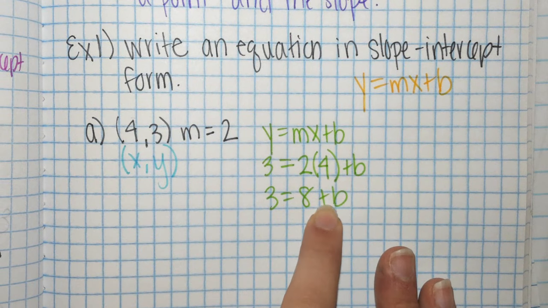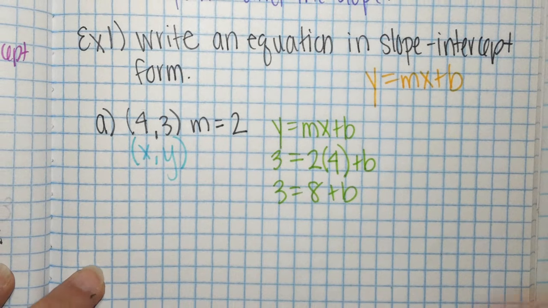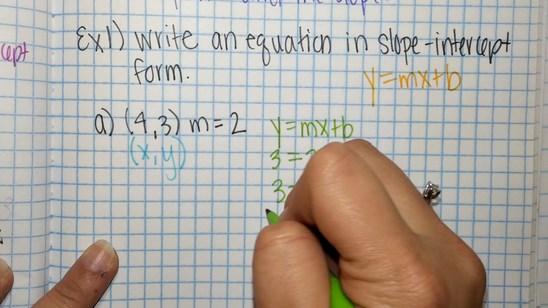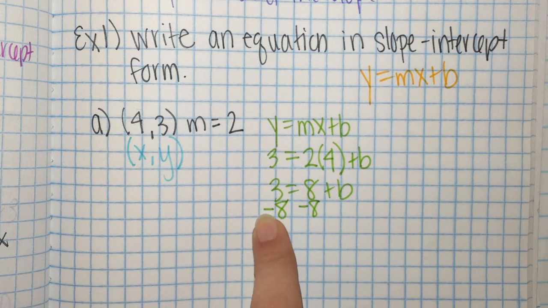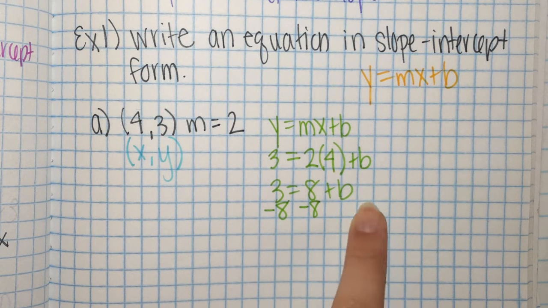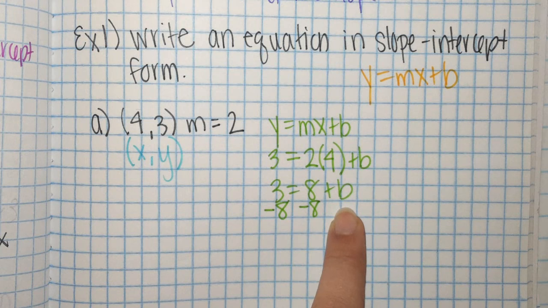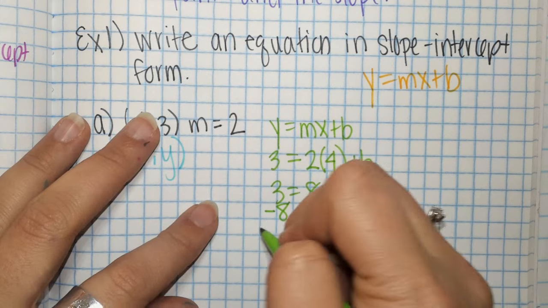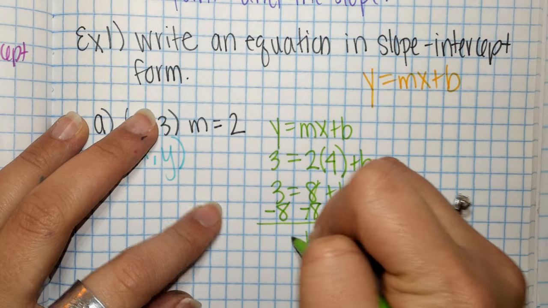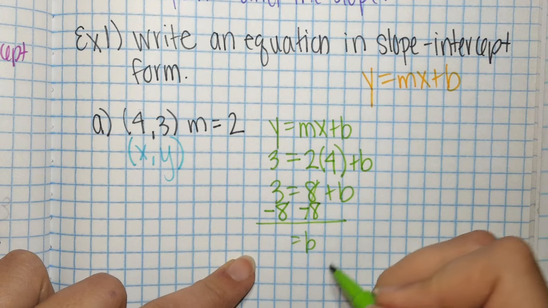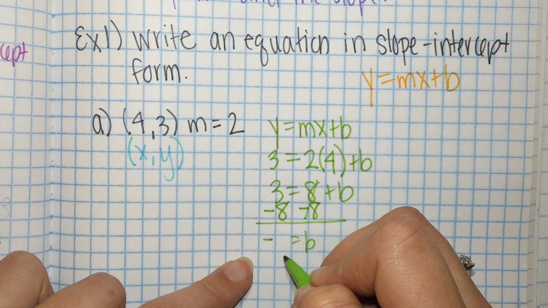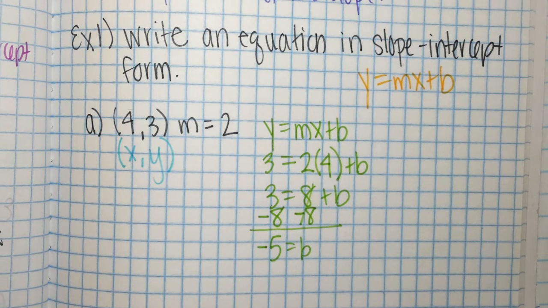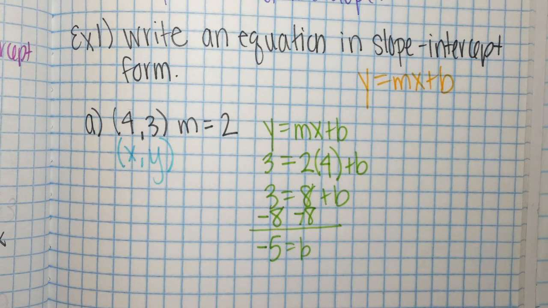Alright, now Kimberly, can you tell me how to get b by itself? Why did I subtract 8 from the 8 and the 3? So you can find b. And why did I not subtract it from the b? Austin, can you tell me what 3 minus 8 is? Negative 5. Does everybody see where we got our information from so far?